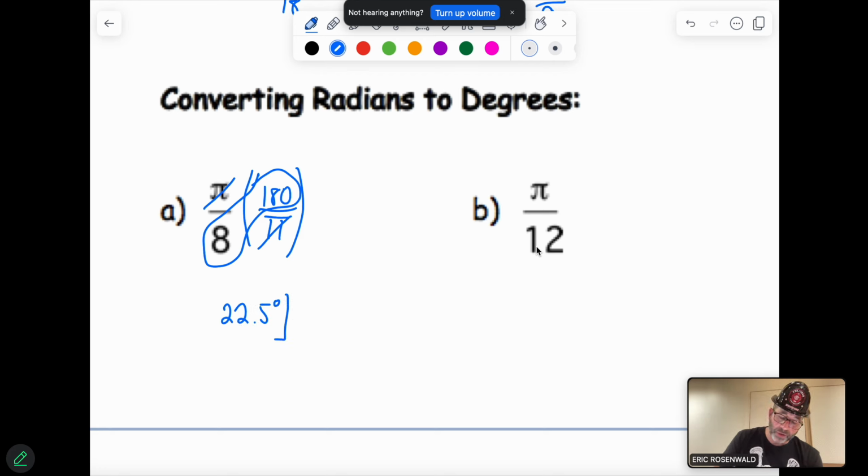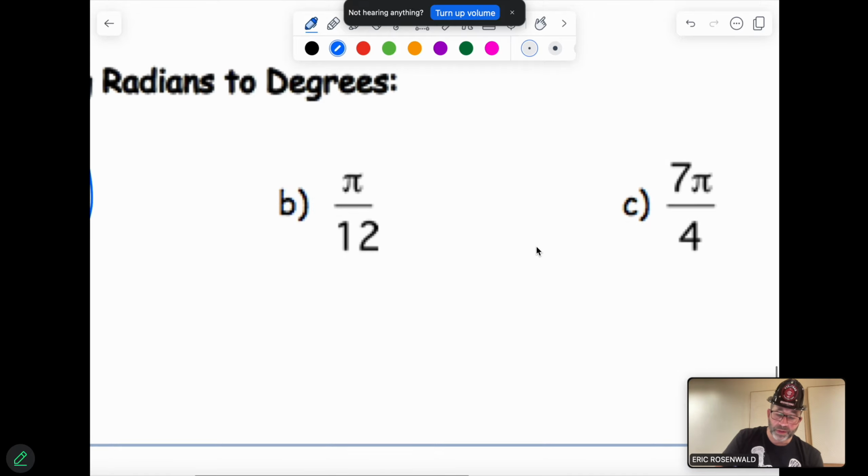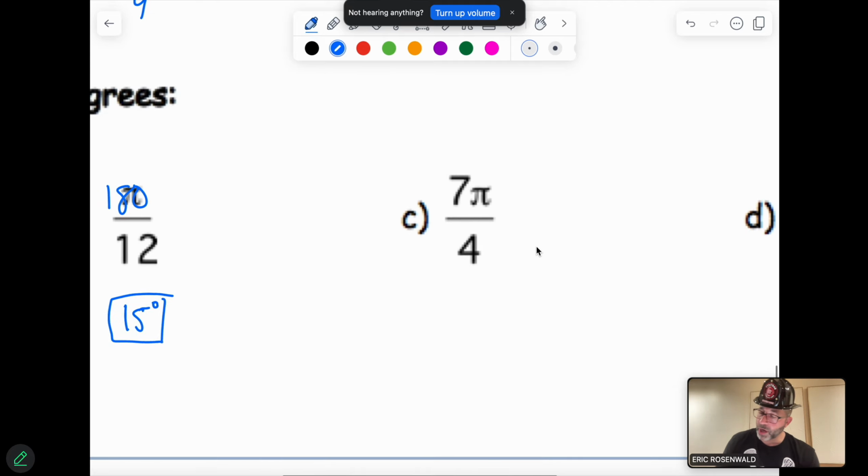So if you remember my shortcut up above, I said basically anytime you see a pi and we're converting it over to degrees, just treat pi like it's a 180. So this becomes like a 180 over 12. It's like a little shortcut there. We get 15 degrees, okay? Then we do 180 divided by 4 times 7. Again, this is going to be 180 right here, and that's going to be 315 degrees.